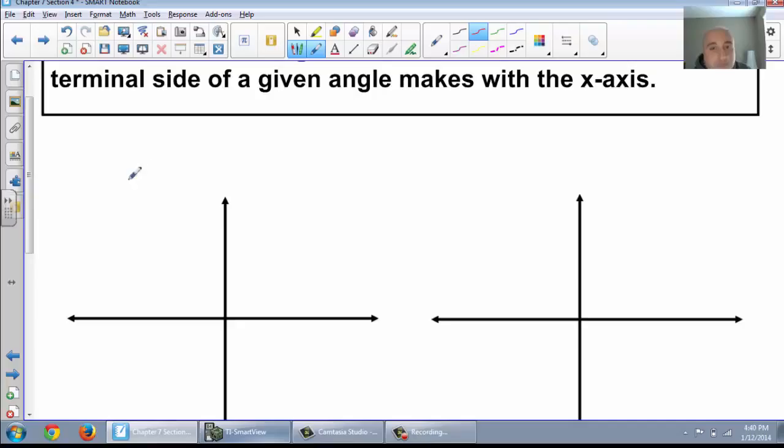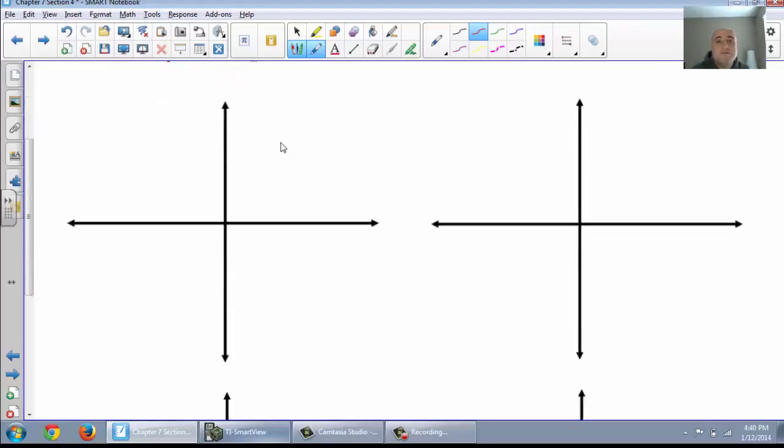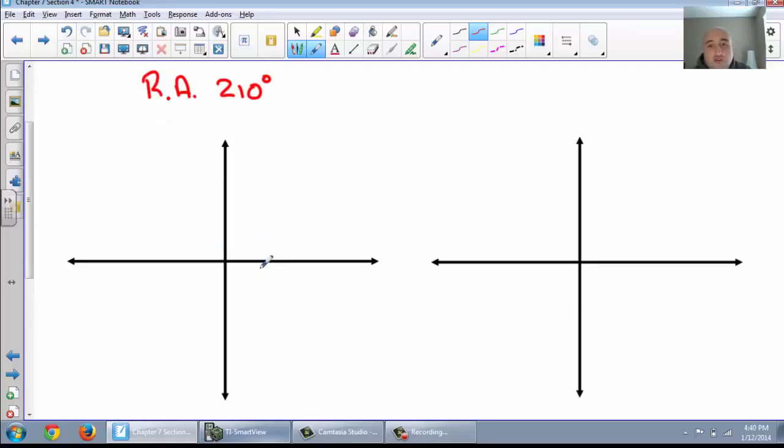Okay, so let's find the reference angle of 210 degrees. All right, so let's first draw 210. Okay, there's 180. And then 180 plus 30 more will give me my 210. All right, so there's my 210 degree angle. Now, the reference angle is the distance from the terminal side, okay, which is right here, right? Here's your terminal side.